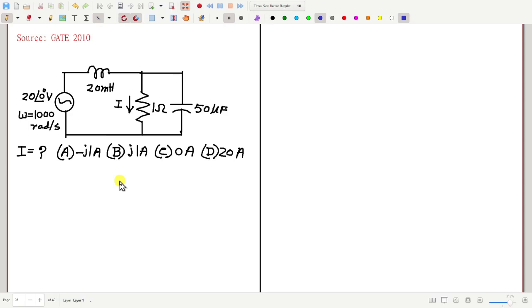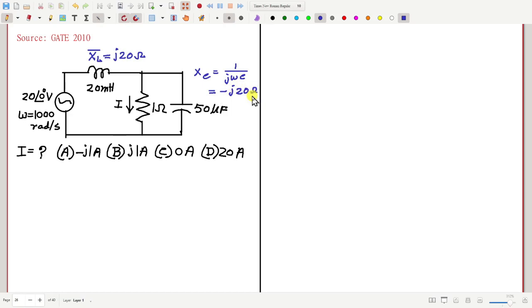To start with, omega is 1000. What will be the value of XL, the impedance of the inductor? That is j omega L. So 20 milli times 1K, this will become j20 ohm. And how much will be XC? 1 by j omega C. It will be minus j20 ohm.